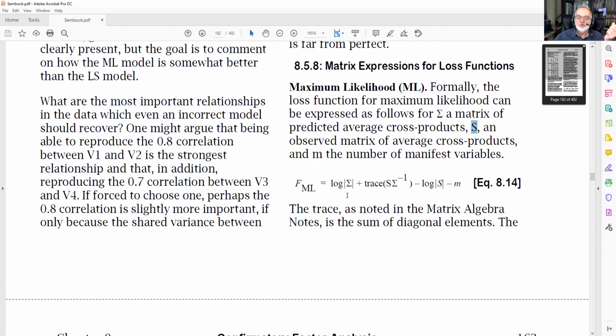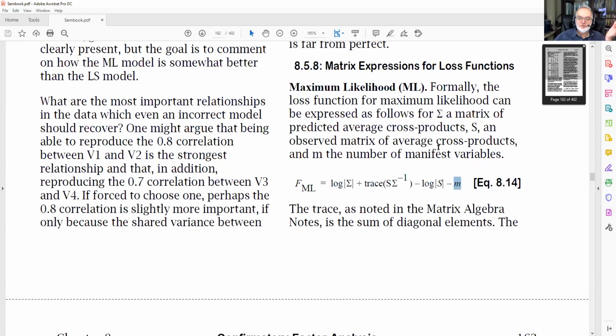And what I have in here is the formula for the loss function. So I'm going to take the natural logarithm of the determinant of the predicted variances and covariances plus, and let me read this part in here, this is my actual data set multiplied by the inverse of my predicted variances and covariances. That's going to be a square matrix. And trace is a fancy word for saying I'm going to take the sum of the diagonals of that resulting matrix, minus the log of the determinant of the variances and covariances in my data, minus m, which is the number of parameters.